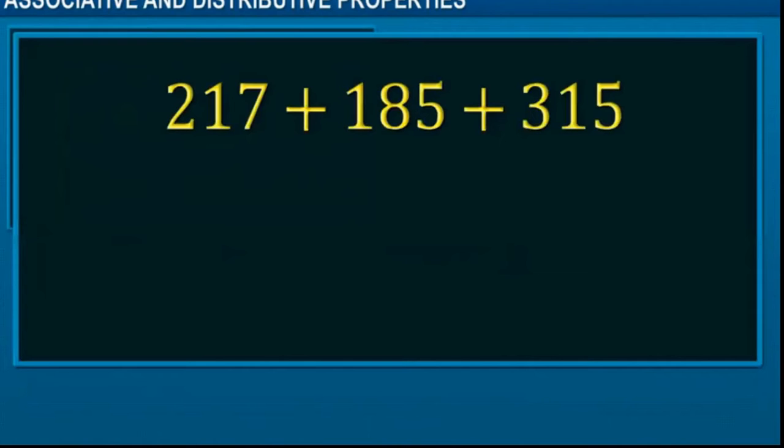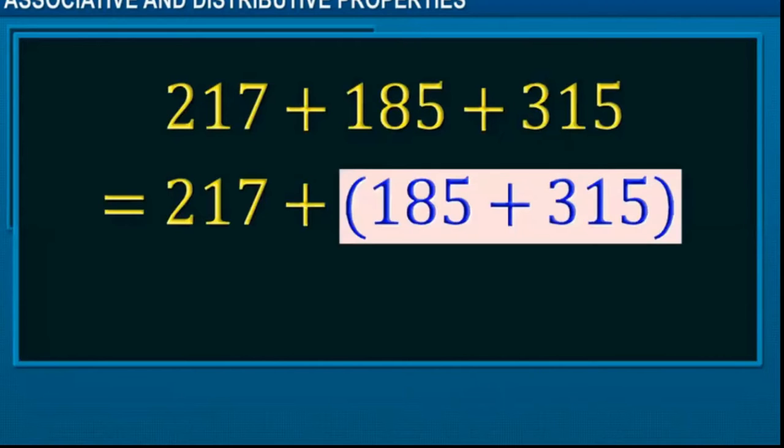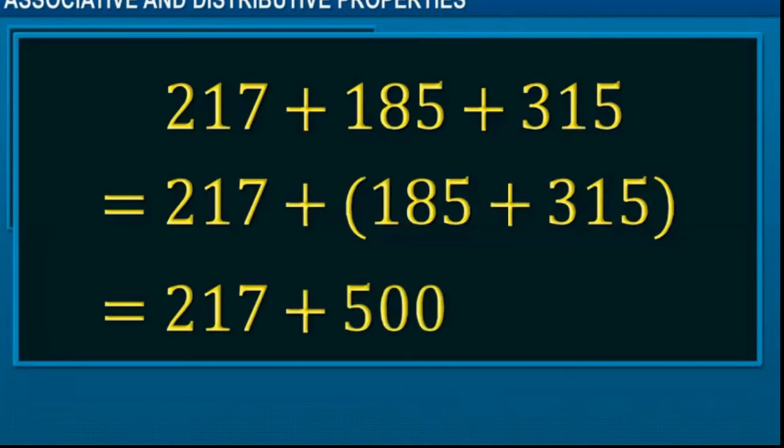Now, let's do the addition differently. We first group the last two numbers and add them. The sum obtained is 500. To the sum of this group, we add the first number, 217. The final sum obtained is 717.